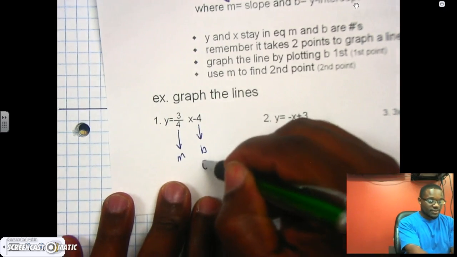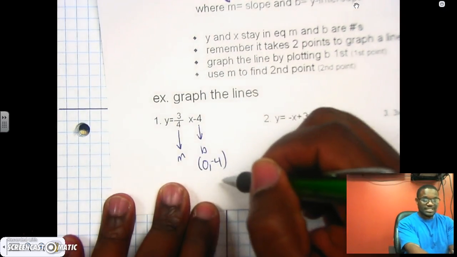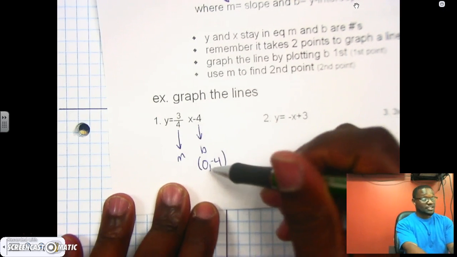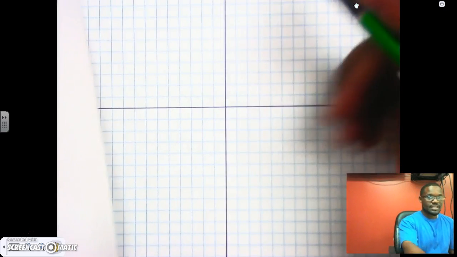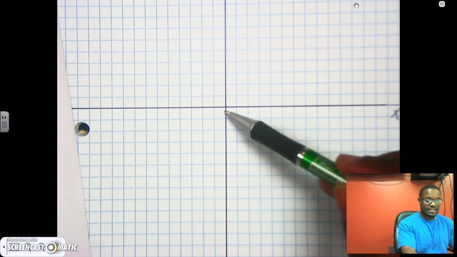So if I really wanted to, I can write the point (0, -4) if I wanted to. And then I have the slope. So it's just like those problems we just graphed. Remember, if it's the y-intercept, I automatically know that the x is 0. The only time you're going to get a point on this line is if your x number is 0. Keep that in mind.